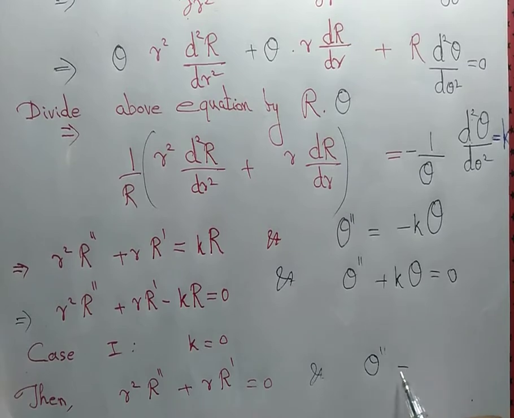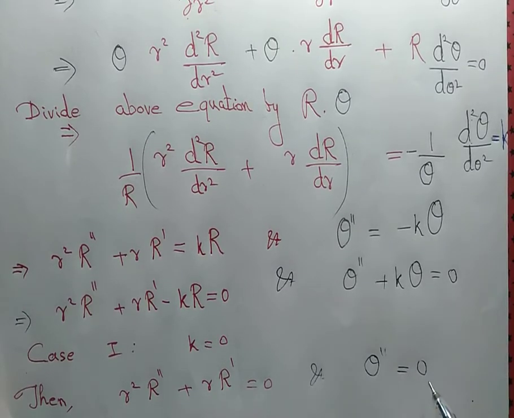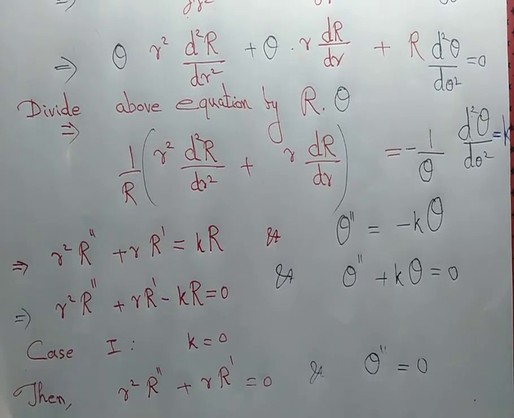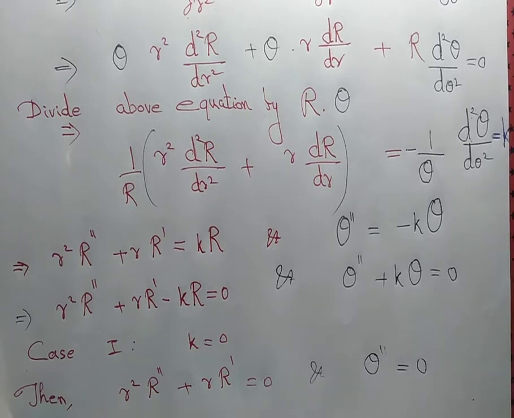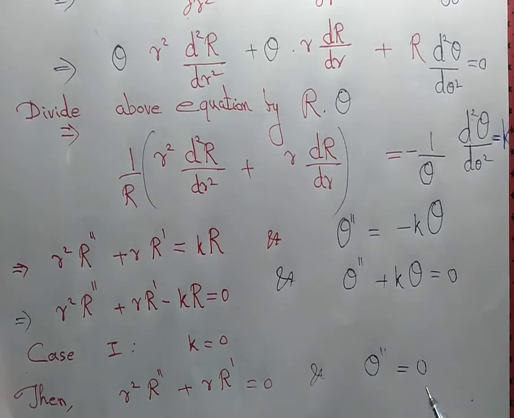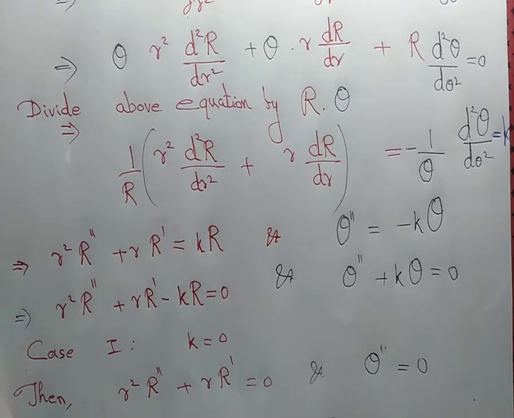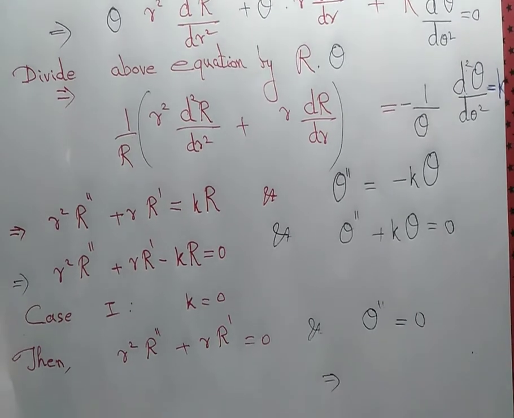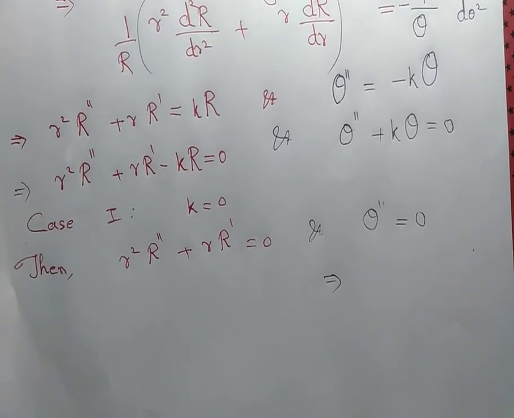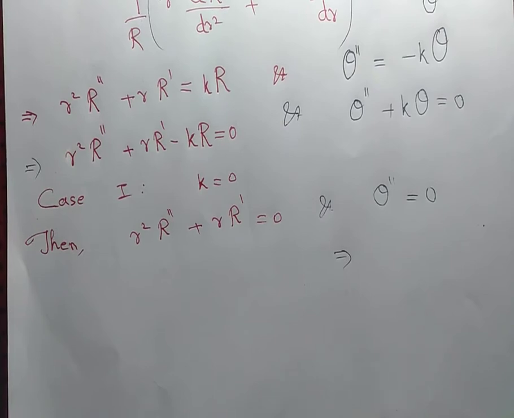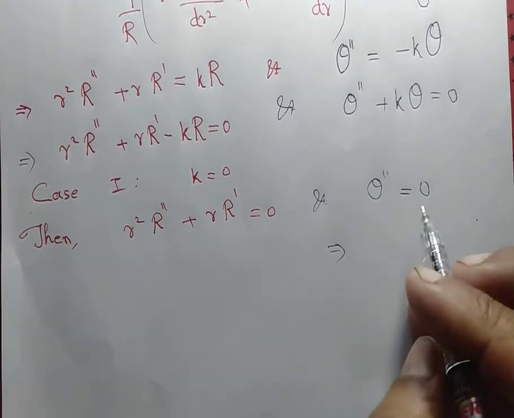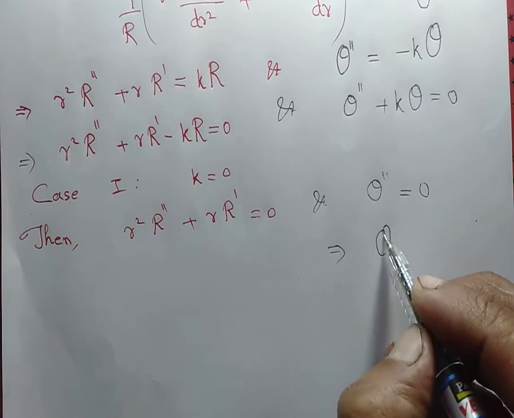Theta double dash equal to 0. You just write k equal to 0. Okay. How to solve it? Well, see, double derivative of theta equal to 0. What does that mean? That means you need to double integrate it.